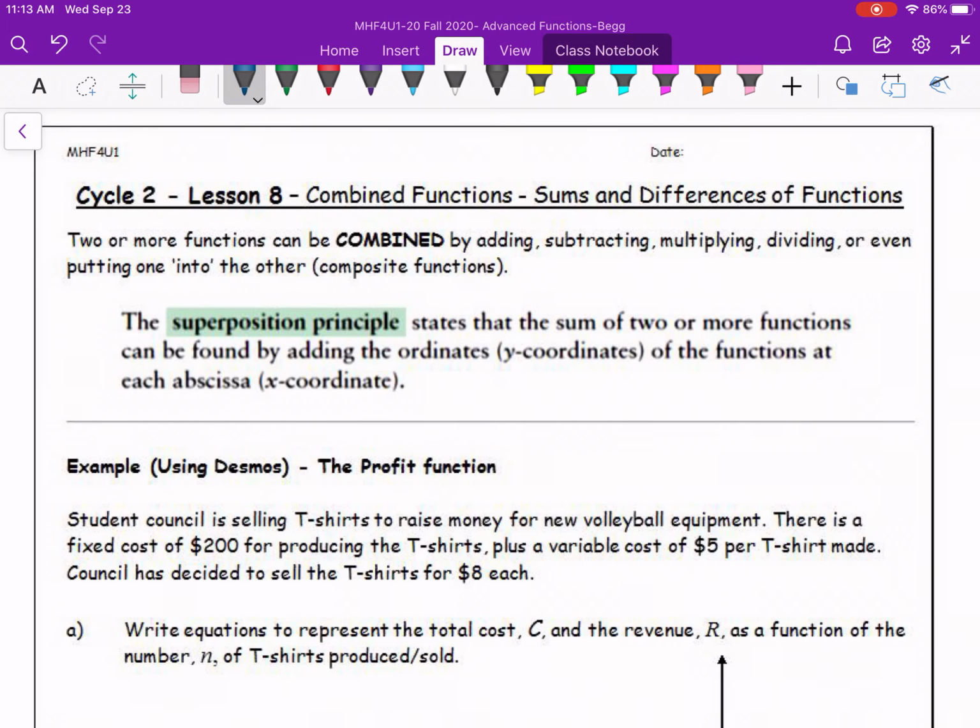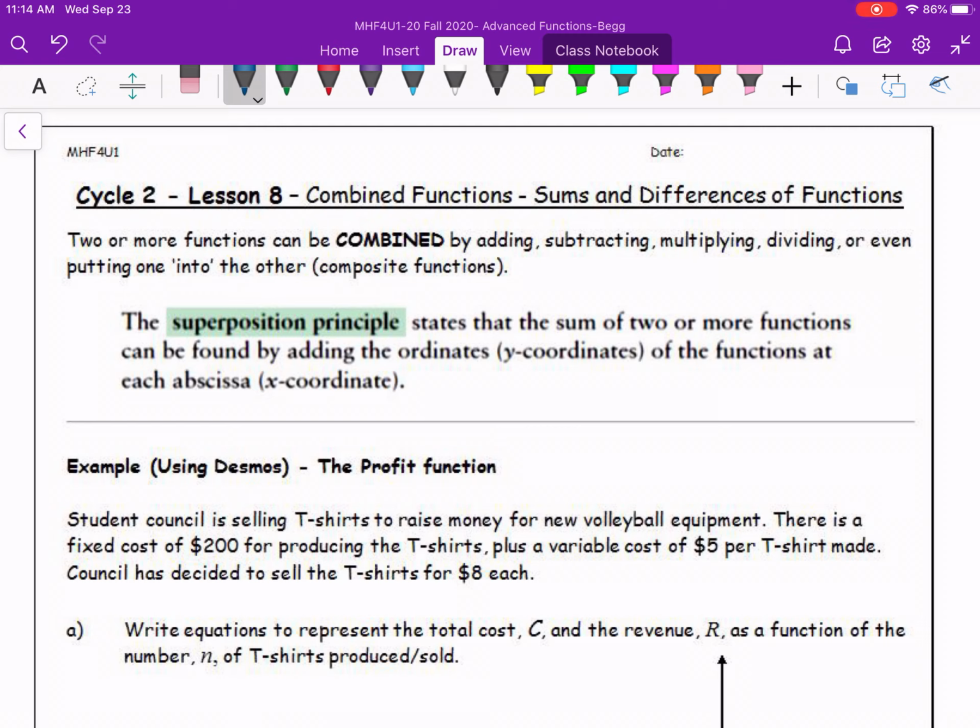Cycle 2, Lesson 8. In the next few lessons, we're going to look at combining functions, by which we mean adding, subtracting, multiplying, dividing, or even putting one function into another. That's actually called composite functions. For this particular one, we're going to look at adding and subtracting in particular, though.